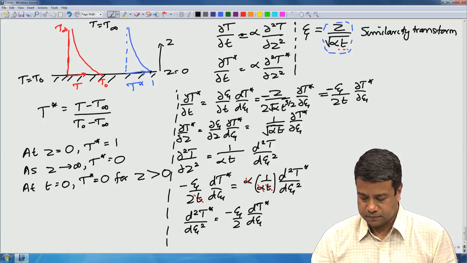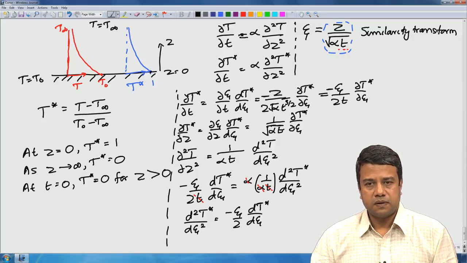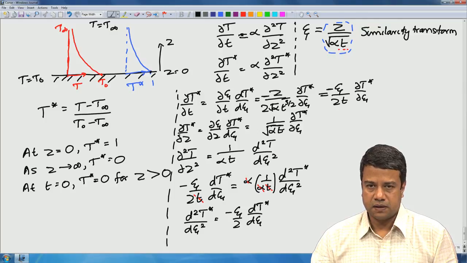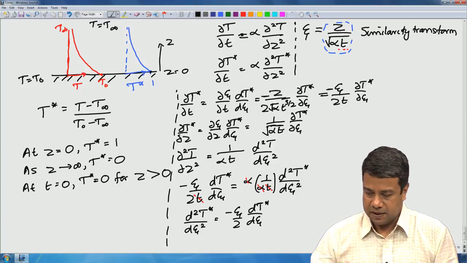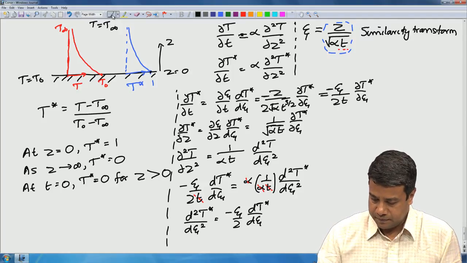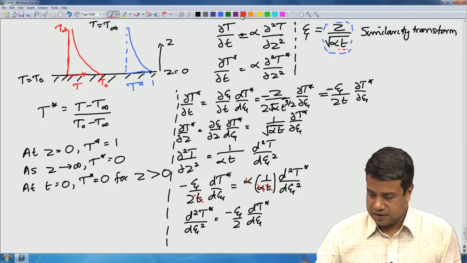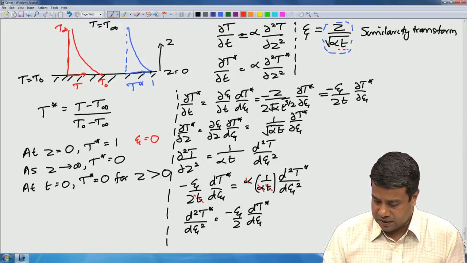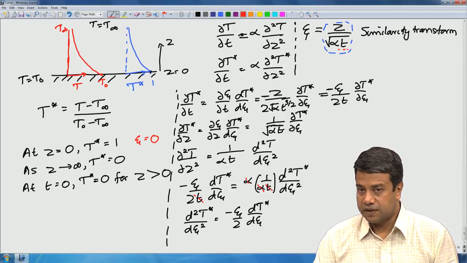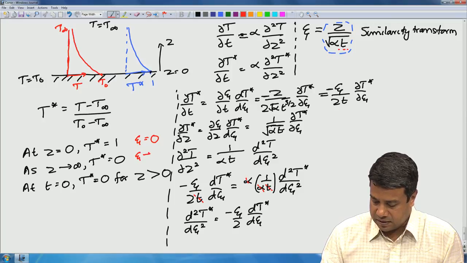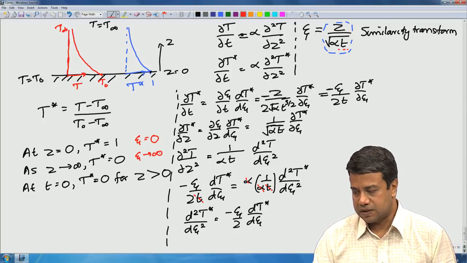So, that is what my equation reduces to in terms of the variable psi. It is not enough to write down the equations in terms of the similarity variable psi. One has also got to express the boundary conditions in terms of the similarity variable psi. So, z is equal to 0 implies that psi is equal to 0, when z is expressed in terms of psi. z is equal to infinity implies that psi tends to infinity, because psi is z by root alpha t.